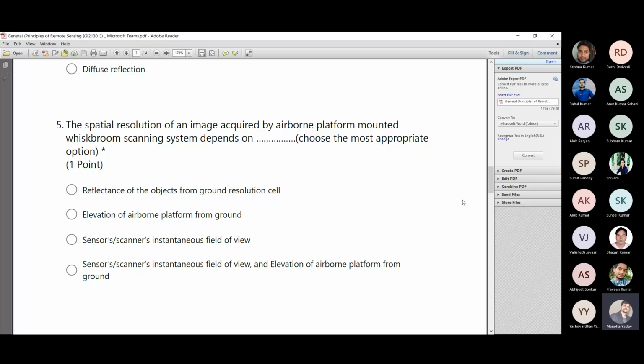Okay, and the second part is when you increase the height from the ground, let's say IFOV is fixed, it is theta. So we have a projection on the ground, okay? And if you increase the height, then that projection, that footprint on the ground will further increase. So that footprint on the ground is actually the spatial resolution, that is the area that is being sensed. So two parameters govern the spatial resolution, the IFOV of the sensor and the elevation of the airborne platform from the ground. So the last option is correct in this case.